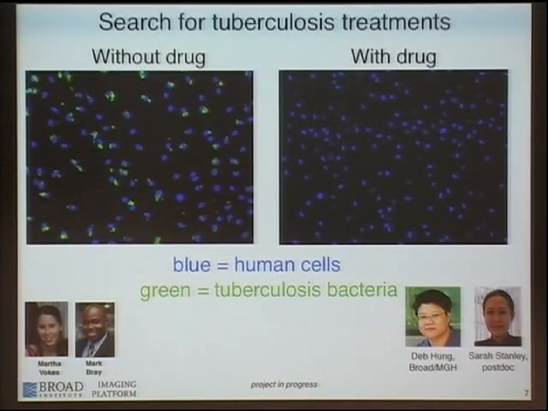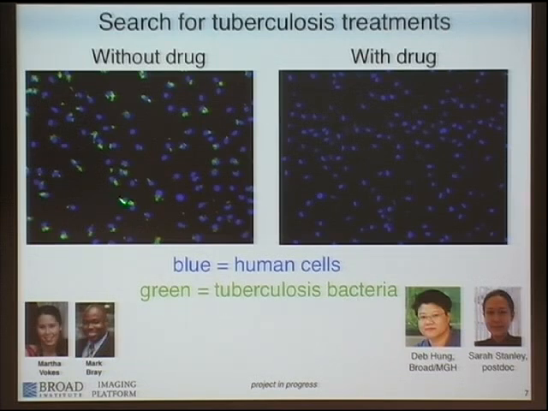So I'll start with a very, very simple example as far as how the images look. In an experiment that we're working on searching for tuberculosis treatments, it's conceptually very simple. The blue is human cells, actually nuclei, and the green is this tuberculosis bacteria that's been labeled.